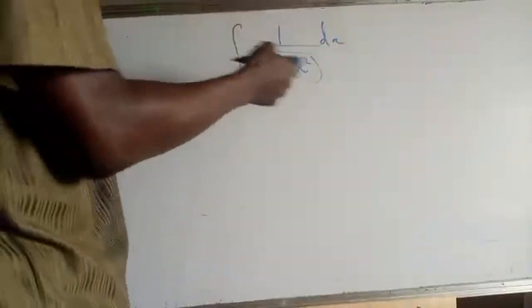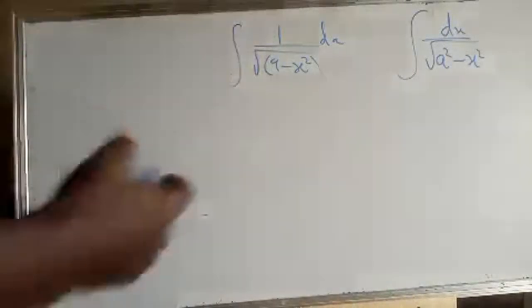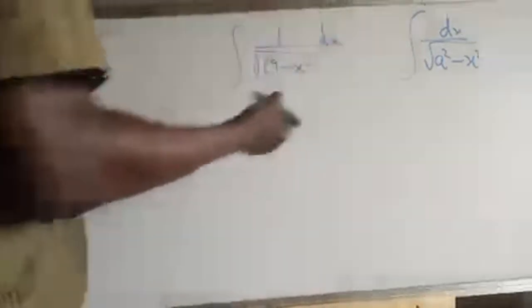Okay, so let's continue. The next one says the integral of 1 all over the square root of 9 minus x squared dx. If you look at this question closely, it looks like the integral of dx all over the square root of a squared minus x squared. We have done something like this when we discussed standard forms. So I would expect you to convert your 9 to have this form.